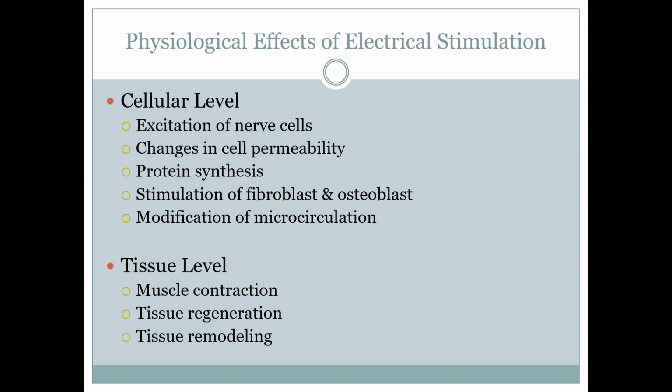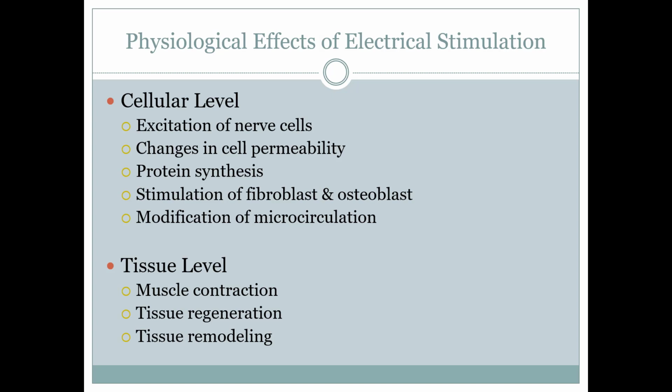The use of electrical stimulation for therapeutic purposes goes back a long time. This is not a new treatment within the therapeutic world. There are several physiological effects associated with the application of stimulation. At a cellular level, the application of electrical stimulation results in an excitation of nerve cells, change in cell permeability, usually an increase in cellular permeability, increases in protein synthesis, stimulation of fibroblasts and osteoblasts, and modification of microcirculation.